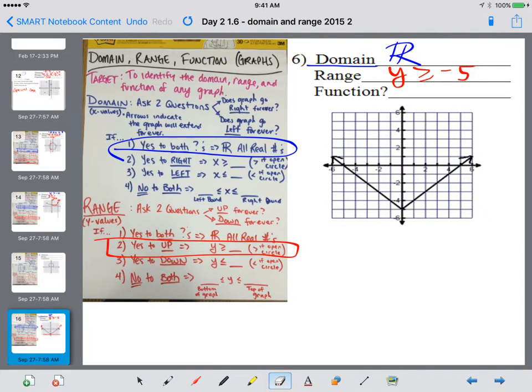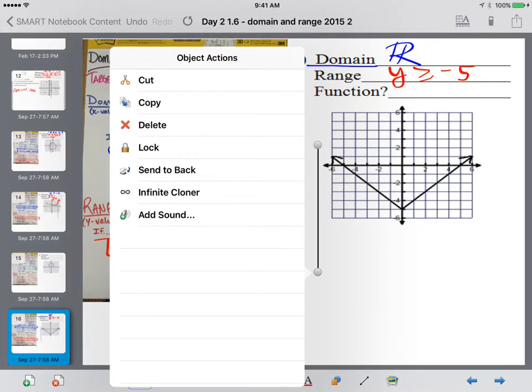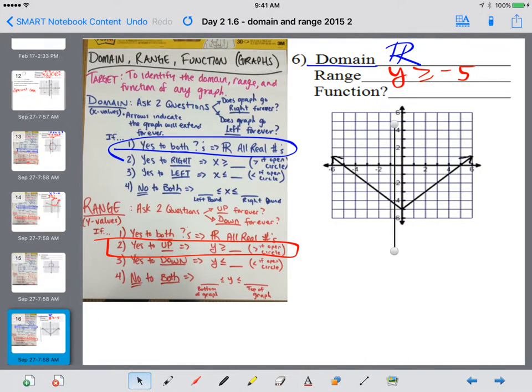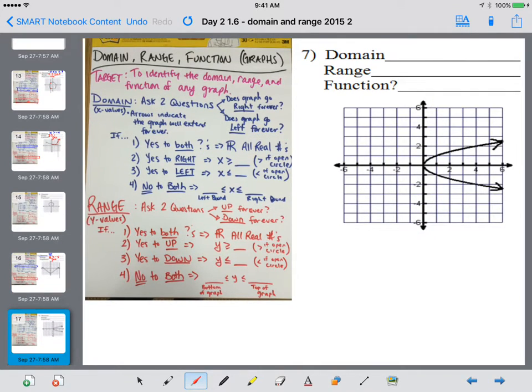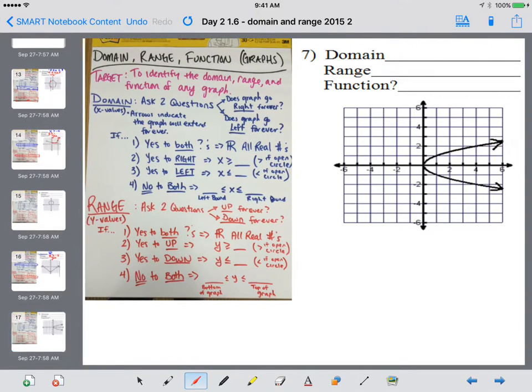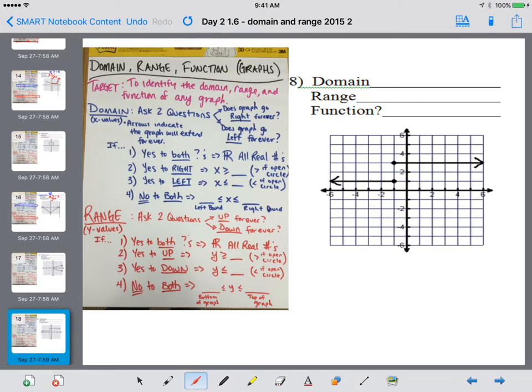Using our vertical line test, is it a function? Let's make it a vertical line. Is it a function? You go across. Yes, it is. Number 7, I'm going to leave to you. Take a look at how we did number 6. You fill out number 7. Number 8 is a special case. This is the last one I'm going to do with you.